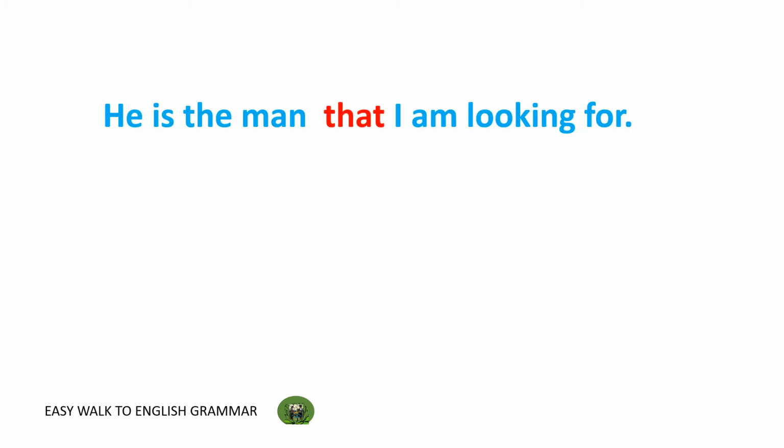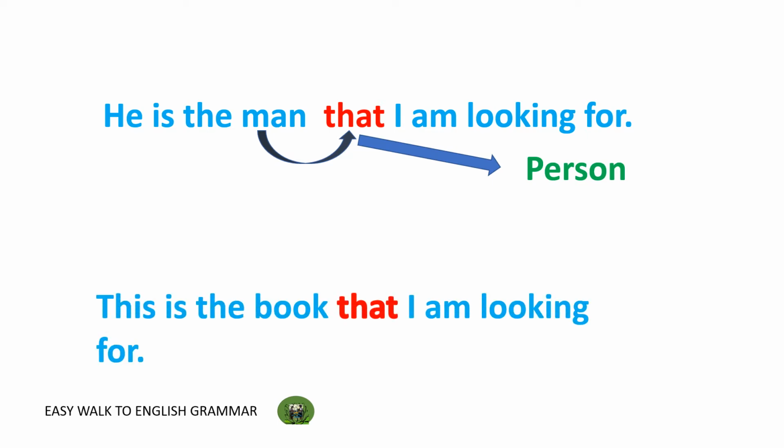Again, in this sentence, he is the man that I am looking for, that connects the man, and we can say that here refers to a person. In the second sentence, this is the book that I'm looking for, that connects or relates the book, and that's a thing. So what conclusion can we come to on the basis of these two examples? That can either refer to a person or a thing.